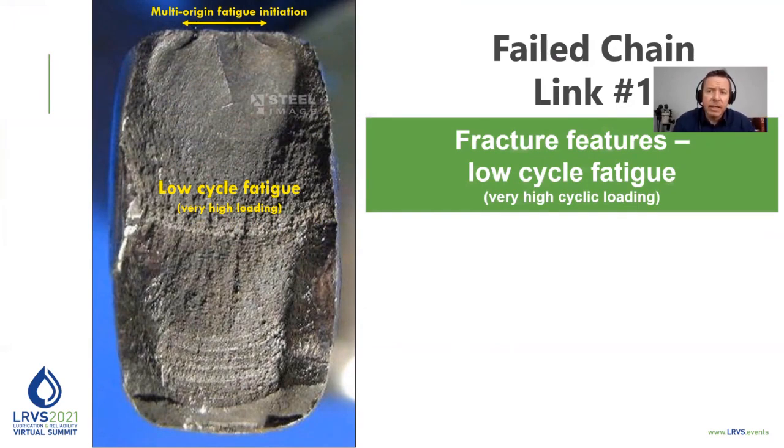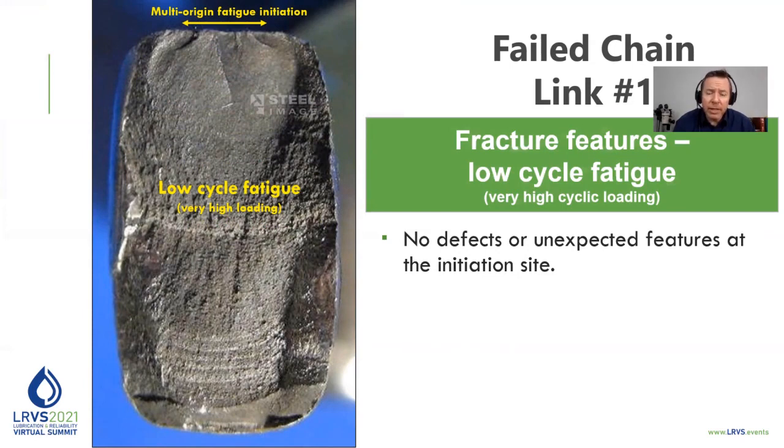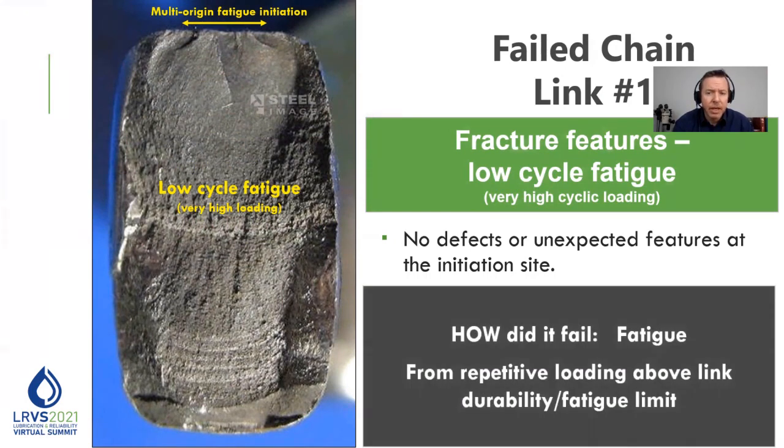In this case, what we see is that it is a fatigue failure, and it's what we call a low cycle fatigue failure. Phrased differently, it is a fatigue failure from many cycles, but the loading on it was extremely high. When we look at the initiation site, where the crack starts from, we don't see any features that are unusual or unexpected to make us suspect that there is a problem in manufacture or materials at that point. So how did the part fail? Well, it failed by fatigue, which means that the level of repetitive loading was above the fatigue limit, or durability, of the link.